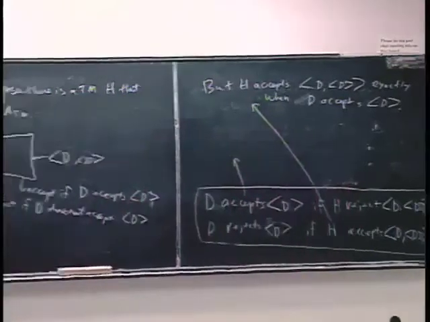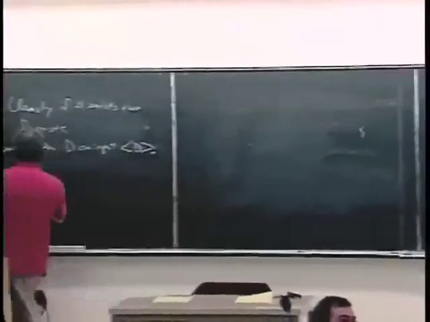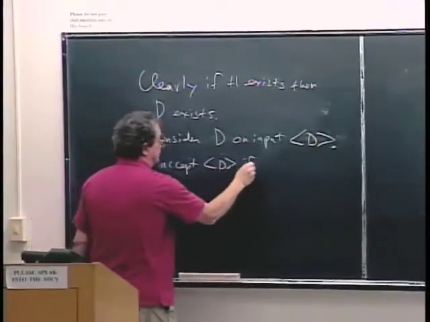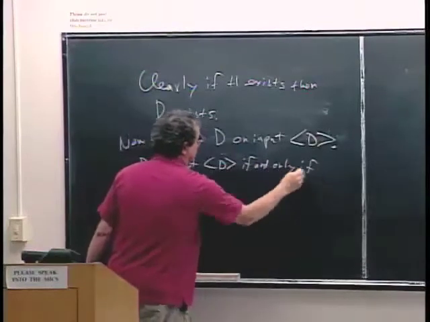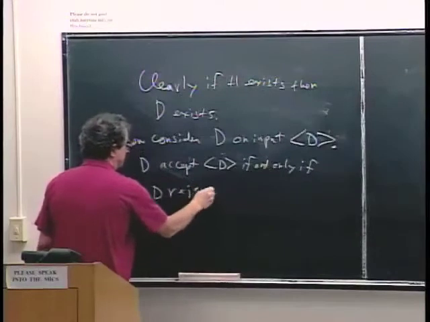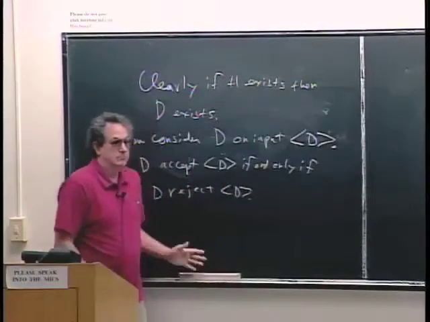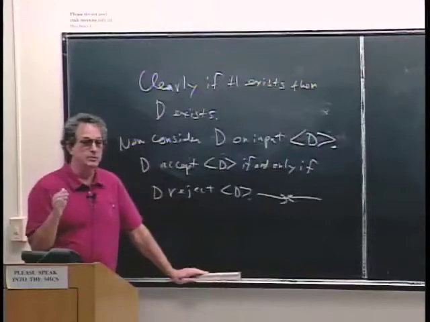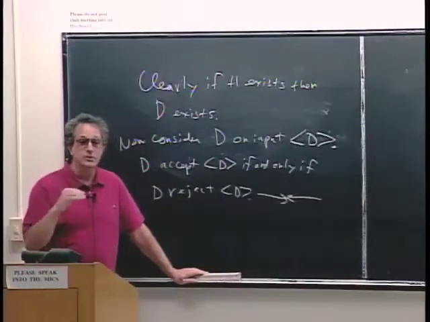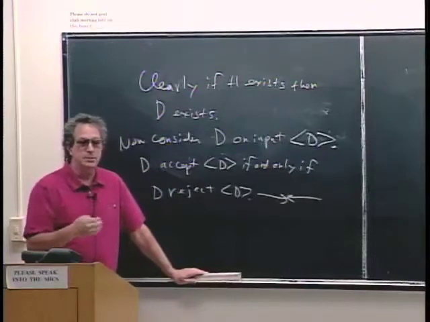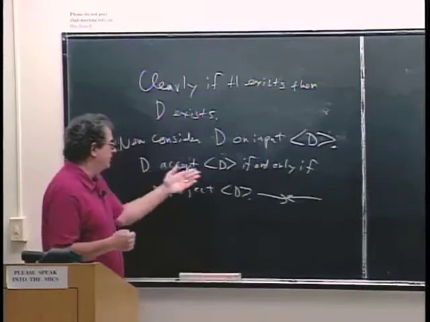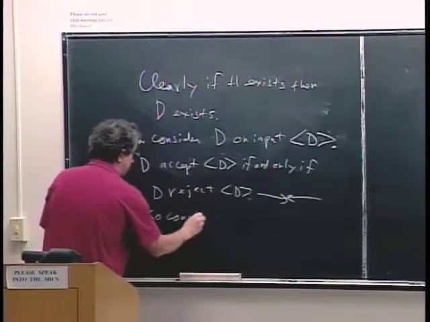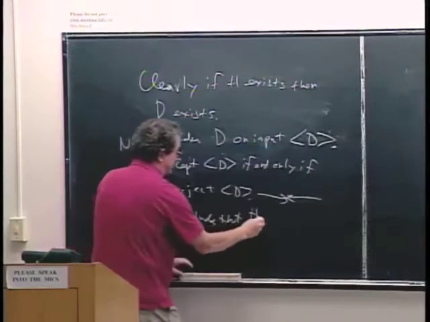All right, back over to here. So we've proven that D accepts D if and only if D rejects D. Contradiction. So we start out in this proof with a supposition. We suppose that H exists. And we've run through these logical steps, where in the end we get this clear contradiction. So we have to conclude that H doesn't exist.